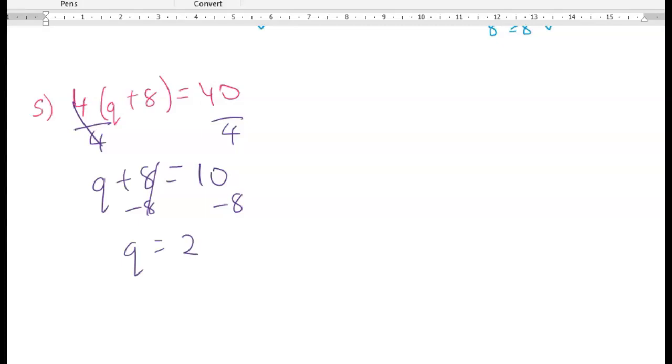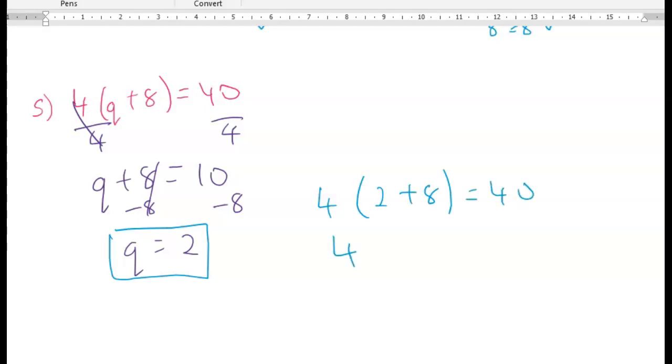Let's just substitute it in to check. Okay, so we've got 4q, which is 2. Okay, so let's do our bracket. 2 plus 8 is 10. And then we have 40 equals 40. That is correct. So we know we're right.